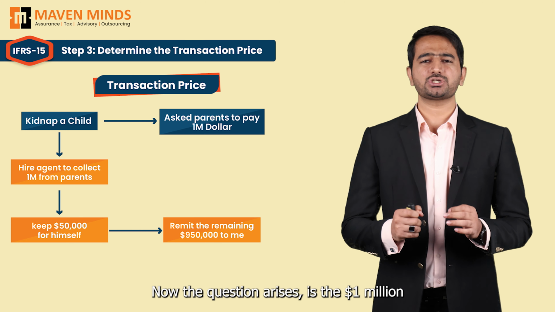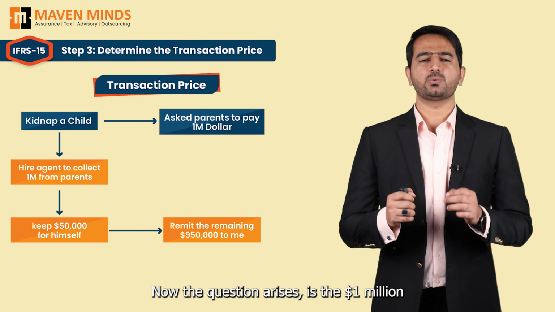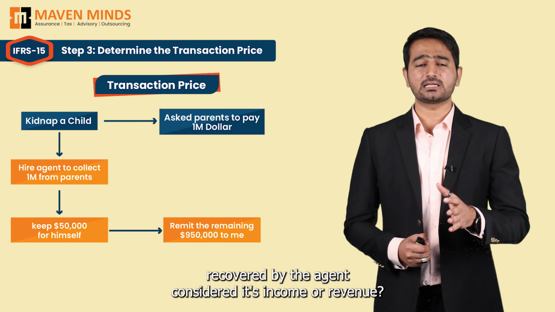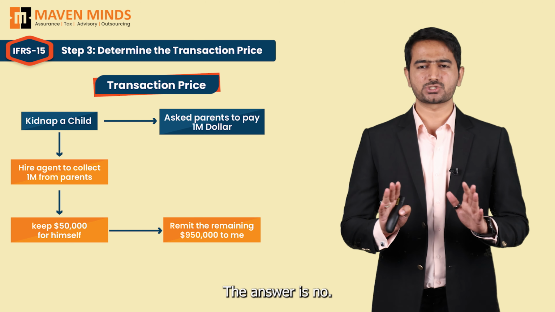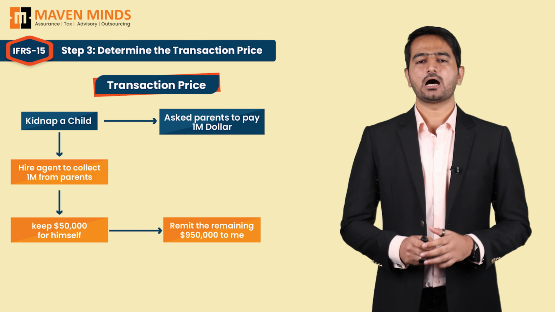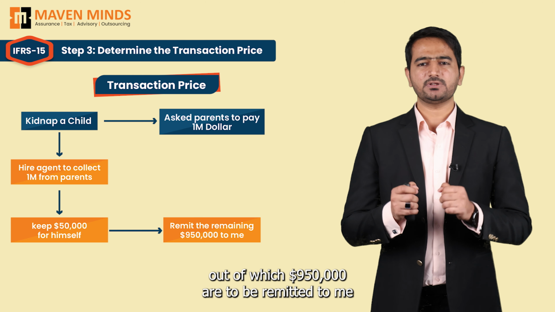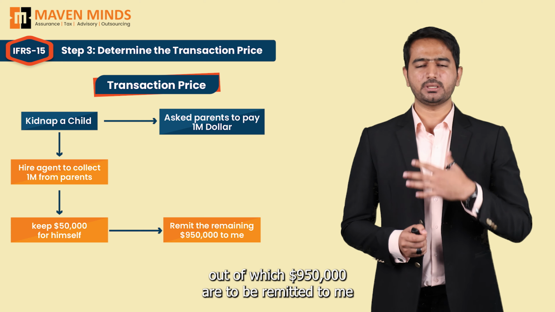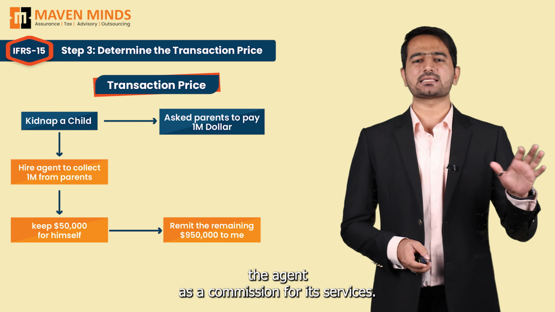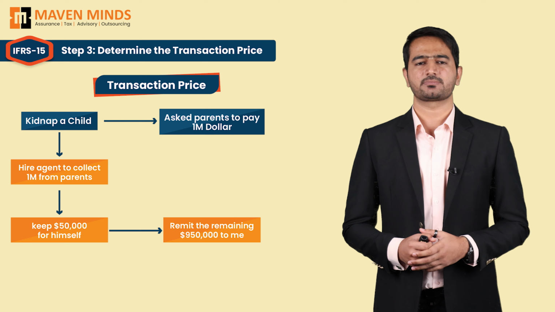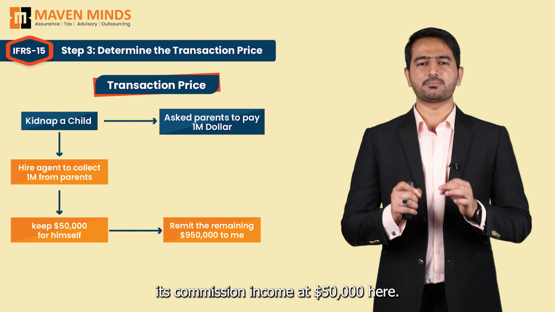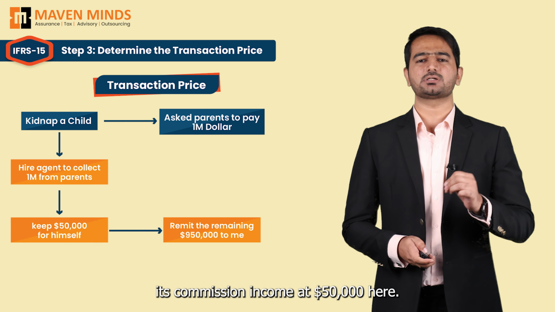Now, the question arises, is the $1 million recovered by the agent considered its income or revenue? The answer is no. The $1 million was sent by the parent, out of which $950,000 are to be remitted to me and $50,000 are earned by the agent as a commission for its services. Therefore, the agent will only record its commission income of $50,000 here.